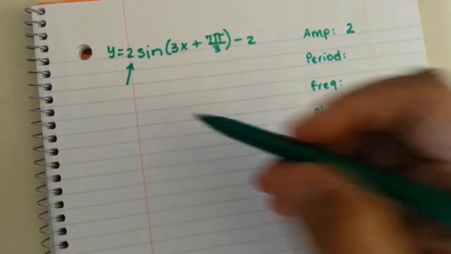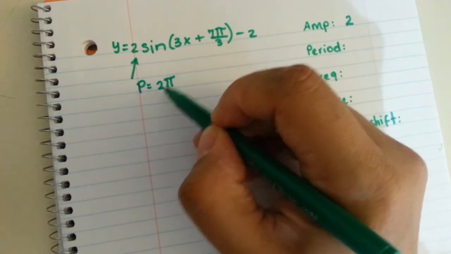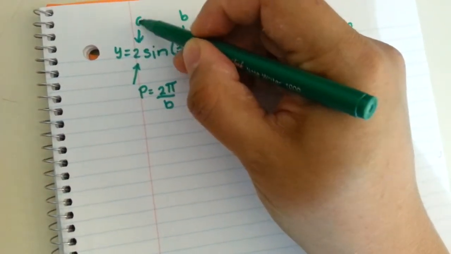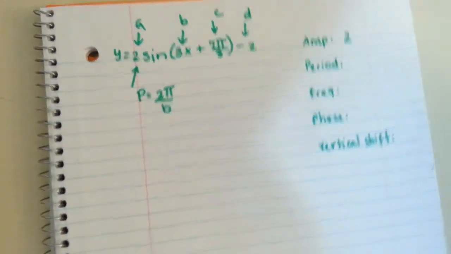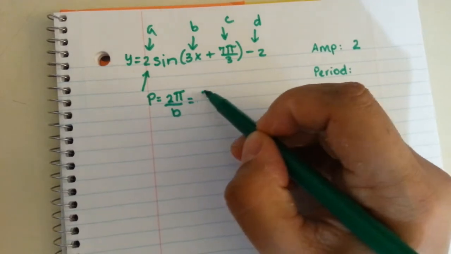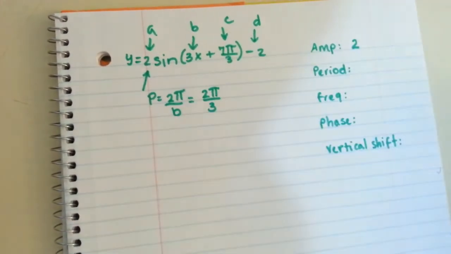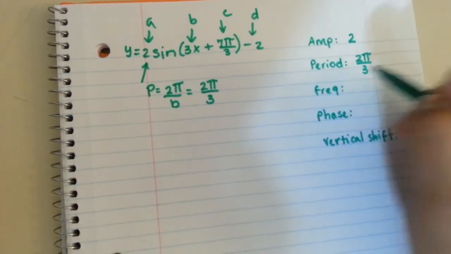To find the period, you do 2 pi over b. B happens to be 3, right? This one's A, this one's C, and that's D. Okay? So 2 pi over B, B is 3, and 2/3 doesn't reduce, so it's just 2 pi over 3.